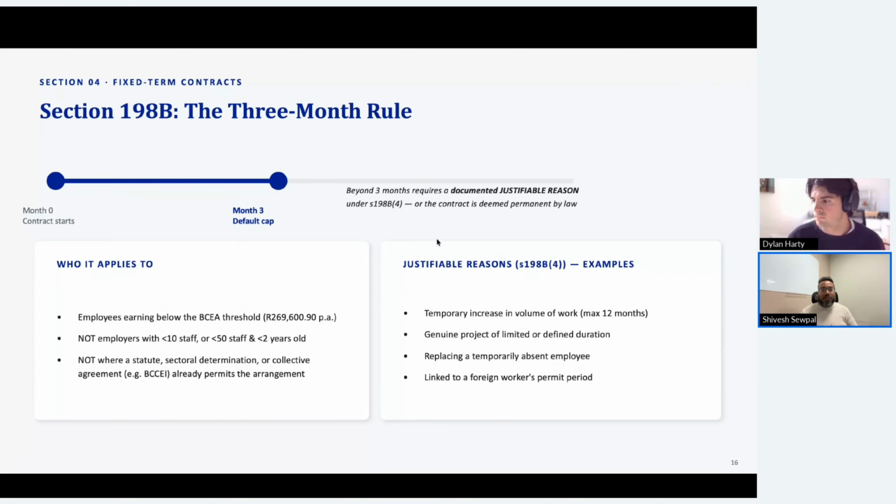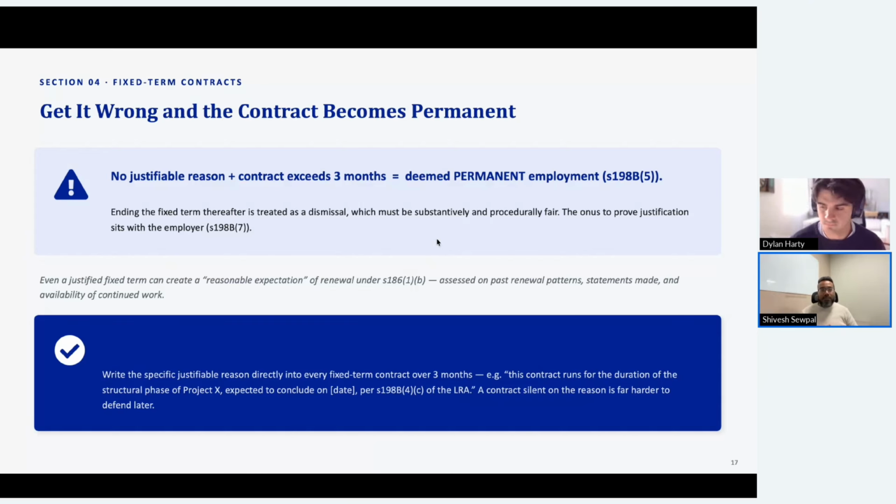This is where Section 198B becomes dangerous if not managed carefully. If the contract exceeds 3 months, Section 198B applies, and the employee cannot show a valid justifiable reason, then the employee may be deemed to be employed indefinitely. In other words, permanently, by operation of law. That means the end of the fixed-term contract is no longer just the natural expiry of a contract. It may be treated as a dismissal, which then has to be substantively and procedurally fair.